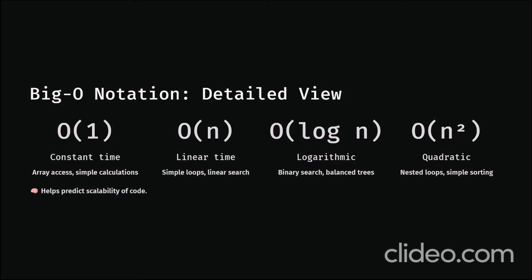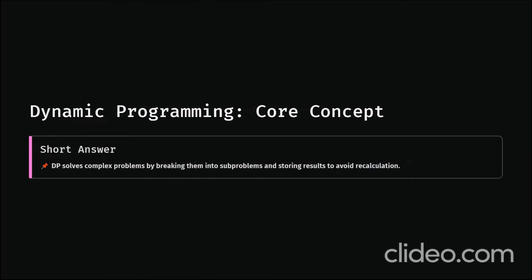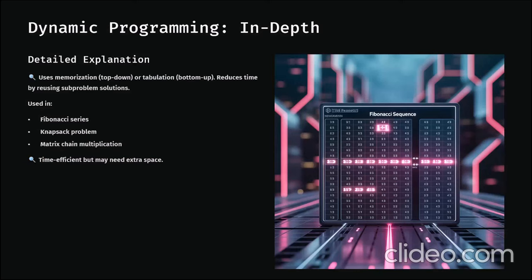Helps predict scalability of a code. So, big O notation means performance measurement. Now, let's move to the next question. What is dynamic programming? DP solves complex problems by breaking them into sub-problems and storing results to avoid recalculations.